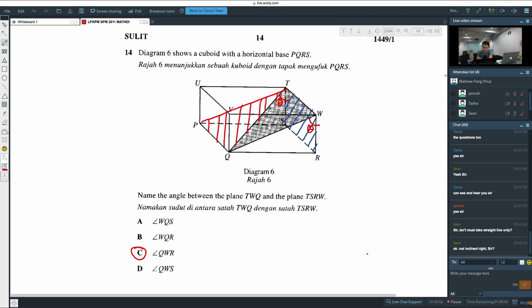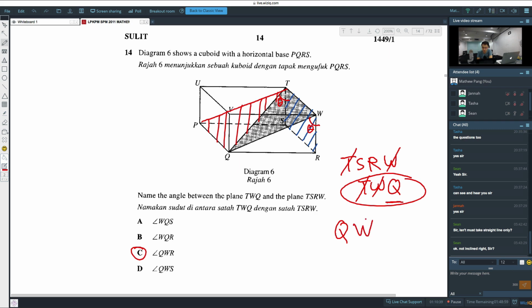So this method is something like this: TSRW and TWQ. If you have two planes, the first thing you do is slash those that are the same, T and W. If you slash already, you will find out actually a Q is left here, right? So you write down the Q. From the three letters here, you will have one letter left, which is Q. And then from the two letters you slash T and W. You have to think which one is nearer to Q. T or W is nearer to Q in this case? Obviously, W is nearer to Q.